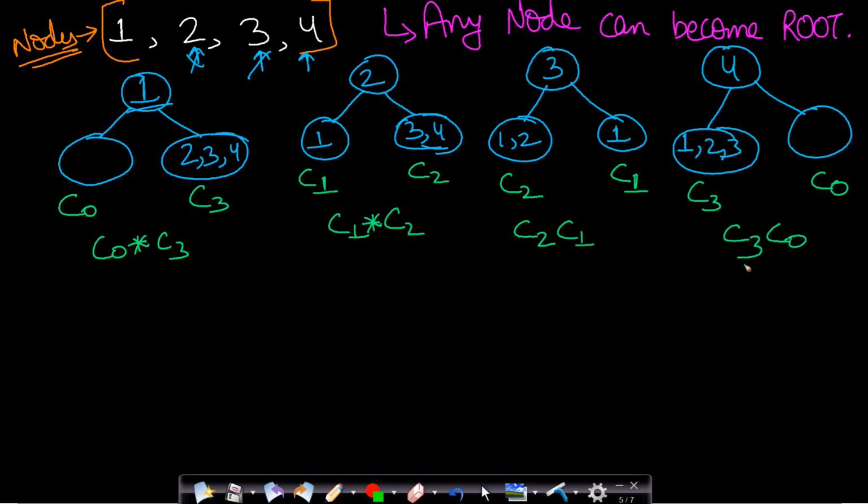So what will be the total number of combinations? That is, the total number of structurally unique BSTs when you have these 4 nodes. When you have these 4 nodes, any node can become the root. They can become root one by one, because you are interested in counting, so you will be changing the configurations. Every node will get the chance to become the root.